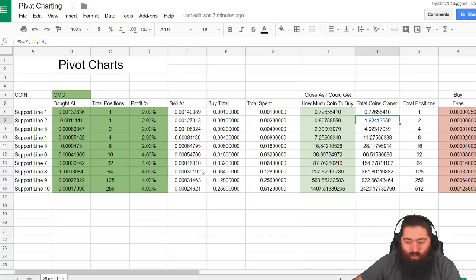The best thing you can do is just keep track of everything. She's referring to the first entering a market. If you're just talking about pivot charts, you just take your first entry.